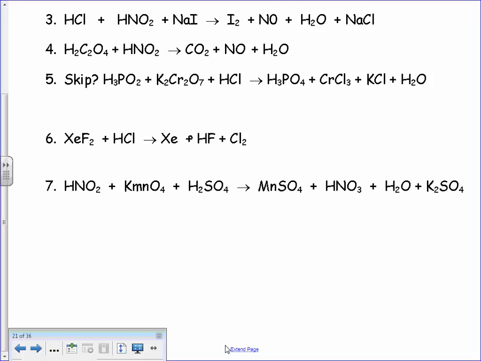It's easier than balancing by inspection, just looking at a huge equation going, okay, trial and error, trial and error, trial and error. So you're supposed to have a technique, a method. So I'm going to walk through number 5 real fast. I already have it balanced here for you, but let me show you the process.